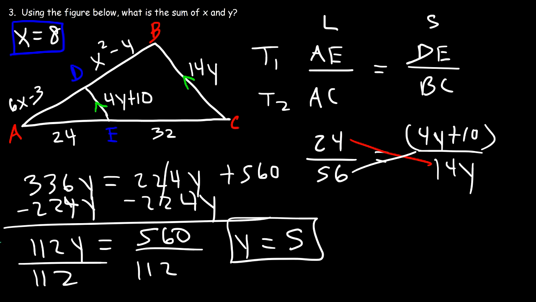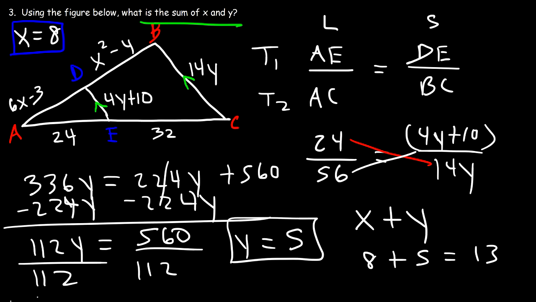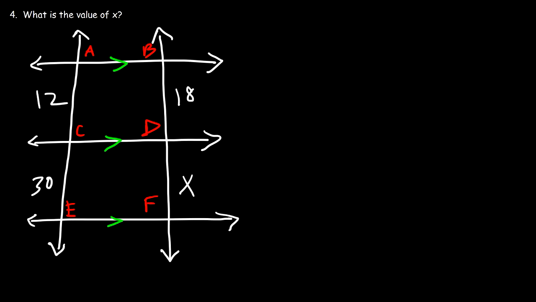So now our goal is to calculate the sum of x and y. So x plus y is going to be 8 plus 5, which is 13. So this is the final answer to the problem. The sum is 13.